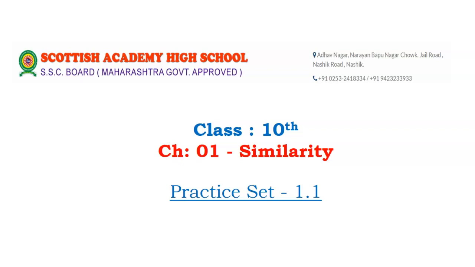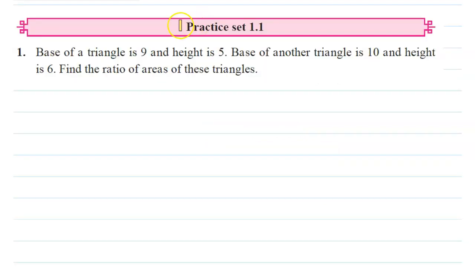Hello everyone. In this lecture we are going to discuss a 10th class topic, chapter number 1, Similarity, practice set 1.1. In practice set 1.1, the first question is of the form: the base of a triangle is 9, height is 5, the base of another triangle is 10 and height is 6. Find the ratio of areas of the two triangles.